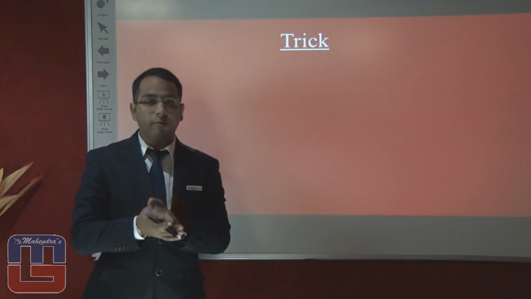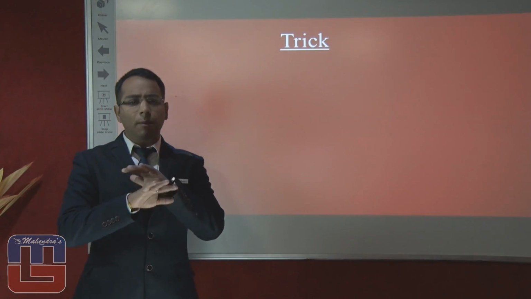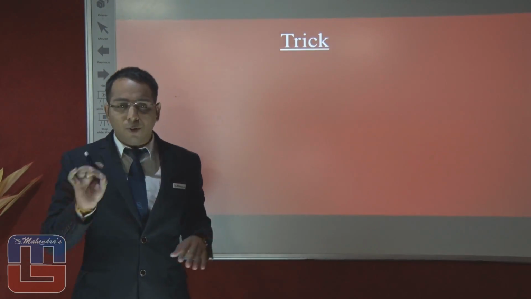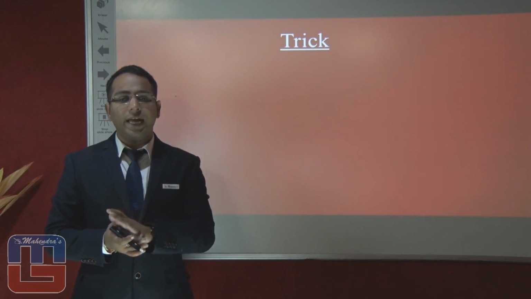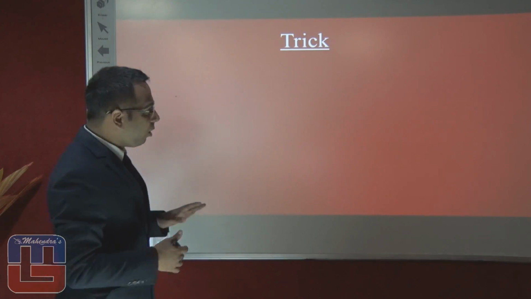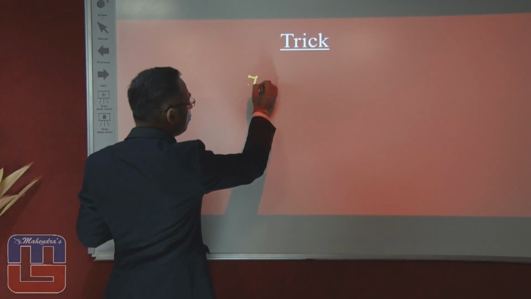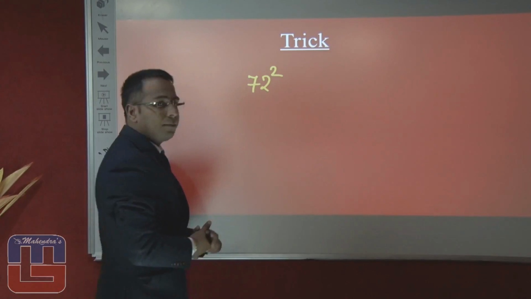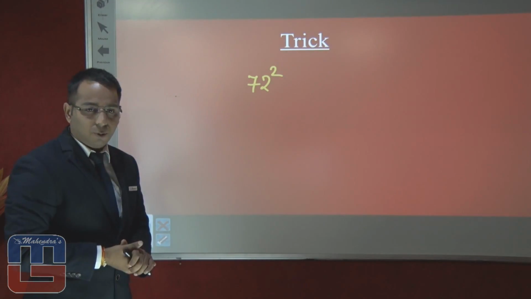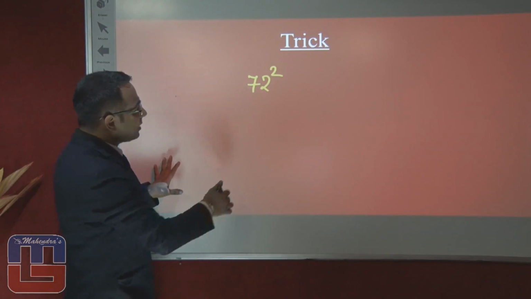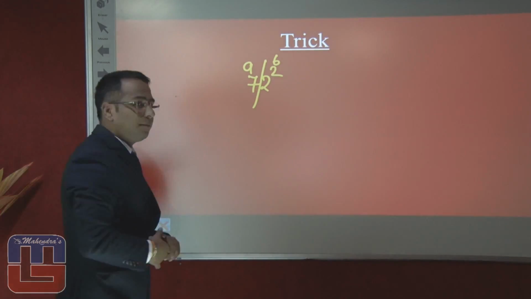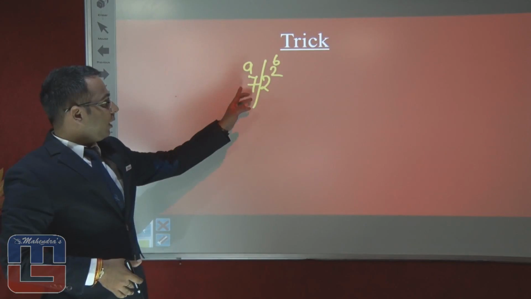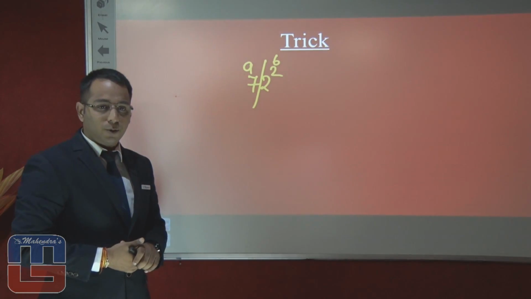Now what is the trick of square? When you don't remember any of these tricks, what you can easily do to find the square is break the number into A and B forms. Take an example of 72 square. Fine. Square of 72. What we will do? We will break this 72 into 2 digits, A and B.